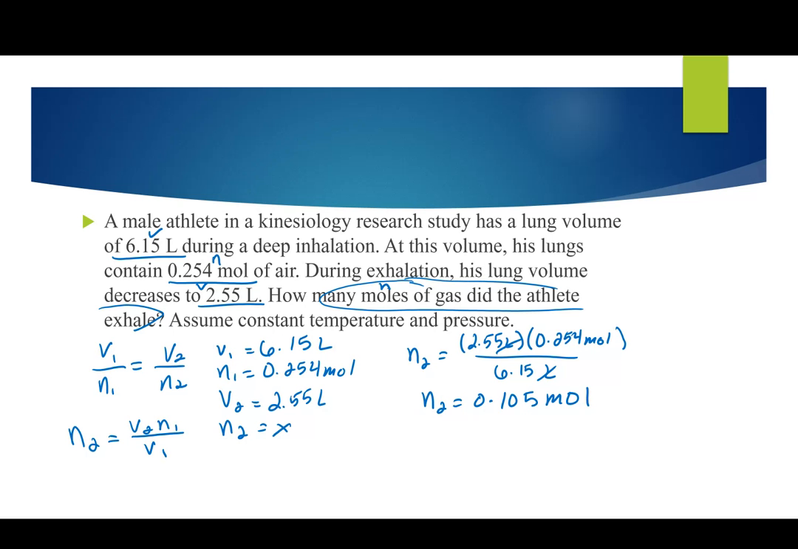But it's really important that you understand what these numbers mean, what they stand for, not just plugging in and, oh, here's an answer, I'm done. The 6.15 liters was the initial volume of the lungs. Initially, the lungs contained 0.254 moles of air. The volume of the lungs then decreased to 2.55 liters. So what I just solved for is actually how many moles of air is left in the lungs. It's the new amount of air in the lungs. And that's not what the question's asking. The question's asking how many moles of air did the athlete exhale?